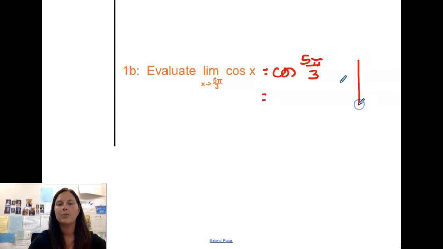When I evaluate trig functions, I like to use reference angles. So the reference angle is pi over 3. The cosine is the x value, which goes 3, 2, 1. So we have cosine of pi over 3 is 1/2. 5 pi over 3 is in the 4th quadrant. Cosine as the x value is also positive in the 4th quadrant. So we get a limit of 1/2.